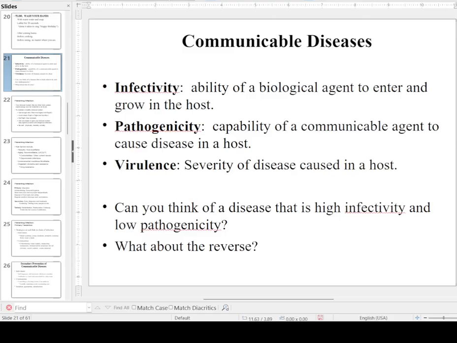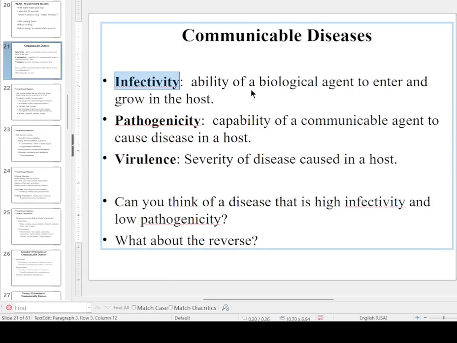When trying to predict how serious an infectious disease epidemic is in a population, healthcare providers as well as public health officials worry about these things: infectivity, pathogenicity, virulence. So as the text says, infectivity is how quickly or how able a microbe is to enter a body and evade the body's defenses. Once it's in, pathogenicity is the ability to cause an infection, cause a disease in the host. Virulence is how bad of a disease it's going to be.